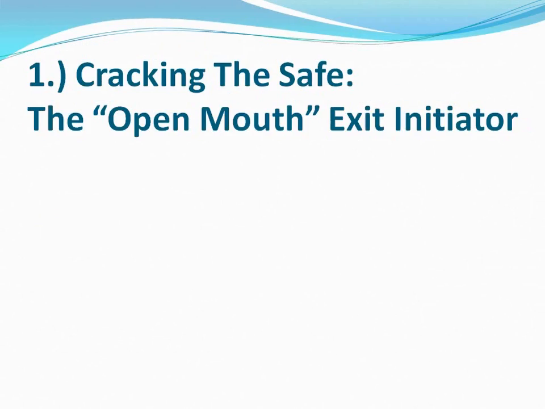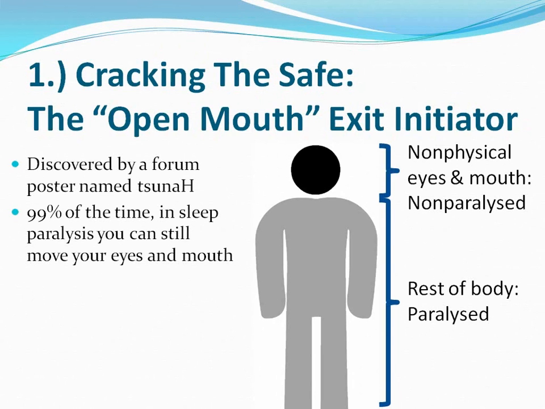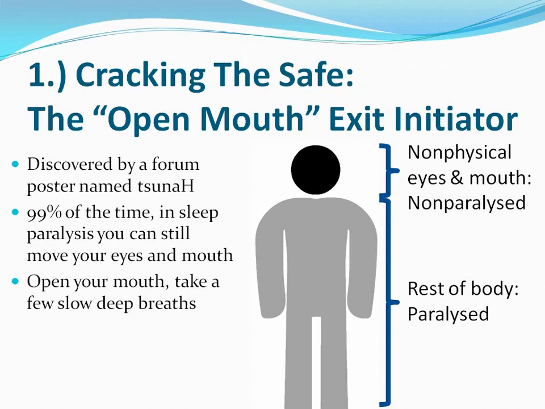The first method is the open mouth exit, and it was discovered by a forum poster named Zuna. In sleep paralysis, 99% of the time, even if everything below your neck is paralyzed, you can still move your eyes and mouth. To do this method, simply open your mouth and take a few slow, deep breaths. Be sure not to breathe too hard or you'll break the paralysis.